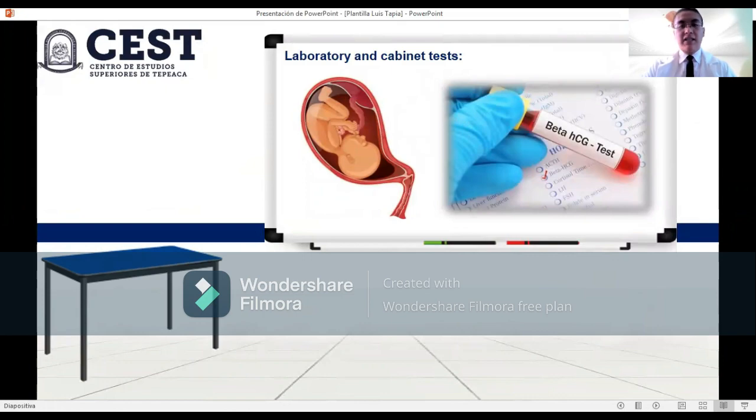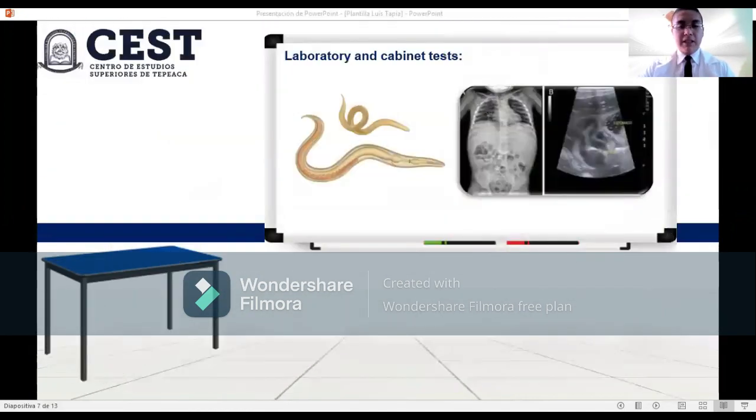And in another case, when the patient presents parasitosis, the use of imaging studies such as X-rays is of great value for the identification of parasitosis, highlighting Enterobius vermicularis and Ascaris lumbricoides as causal agents.